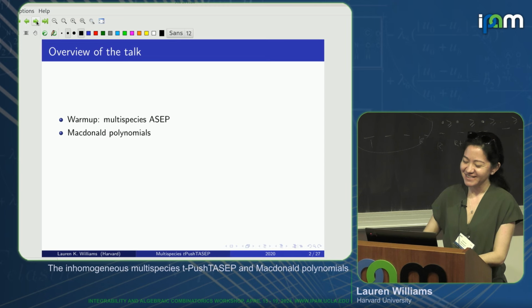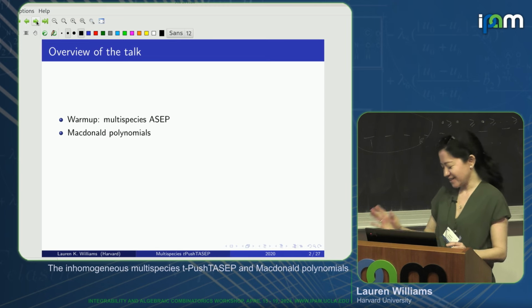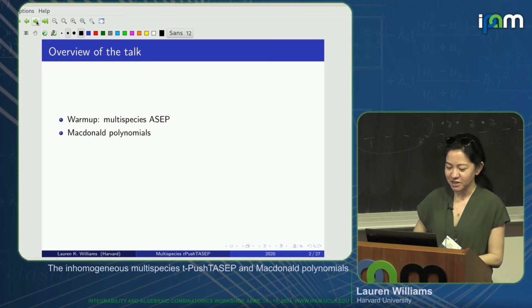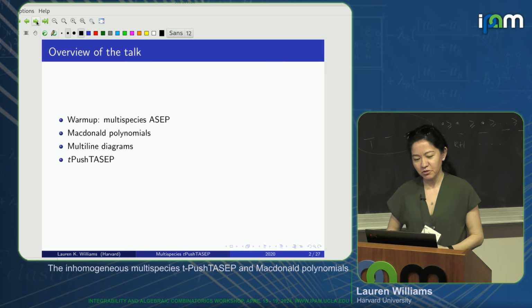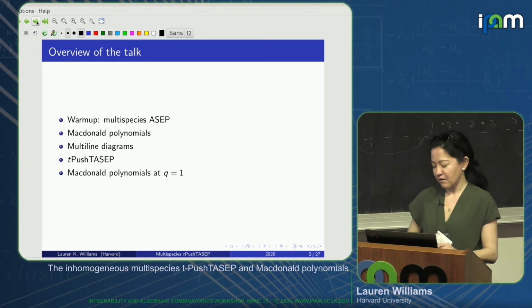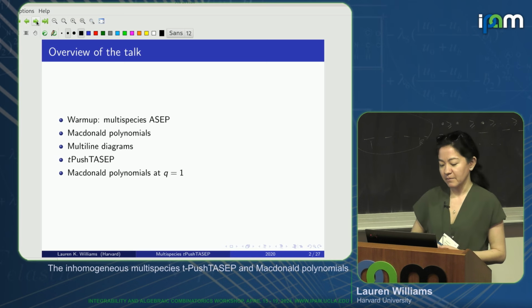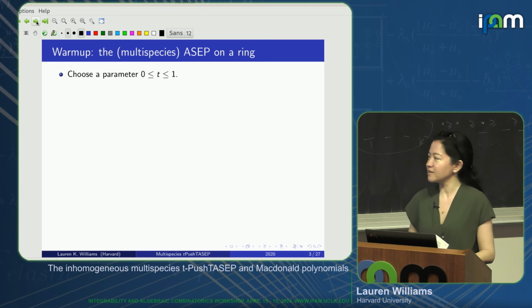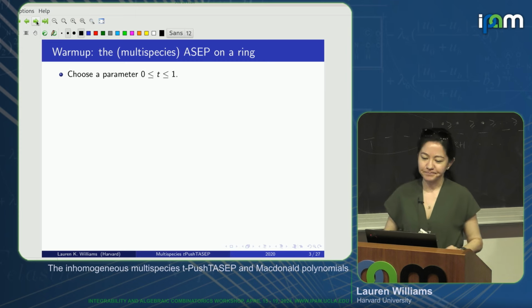So the first part, I need to just review the terminology and notations for multispecies ASEP and also Macdonald polynomials and multi-line diagrams. And then I will introduce the t-PushTASEP, which is a t generalization of the model that Arvind just spoke about. And I'll explain what we can say about it, in large part using properties of Macdonald polynomials at q equals 1. Okay, and of course, feel free to interrupt at any point if you have a question.